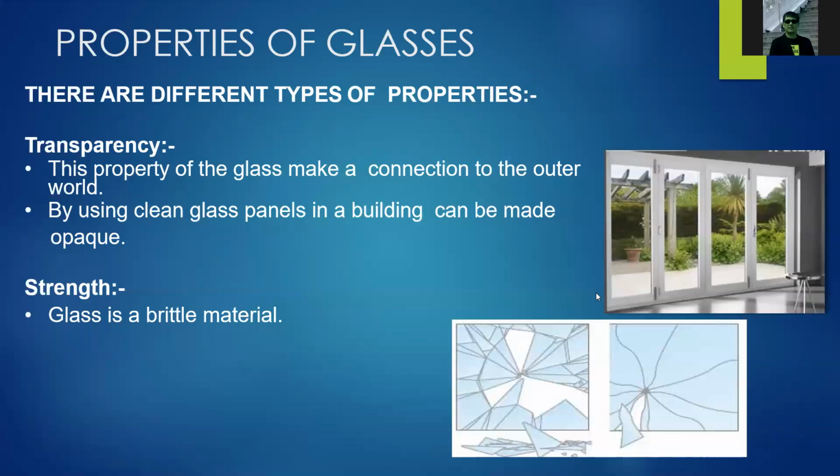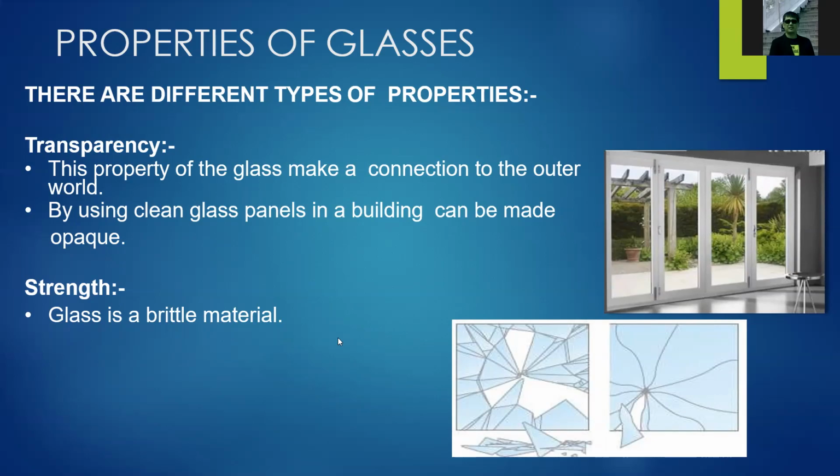So the properties of glass: there are different types of properties. We have transparency and strength. Glass has the property that makes the connection to the outer world. As you can see in this figure, the outer part of the room looks like it's inside. You are connected to the outer part of the room by a transparent wall. By using glass panels, the building can also be made opaque. One disadvantage of glass is that it is a very brittle material.